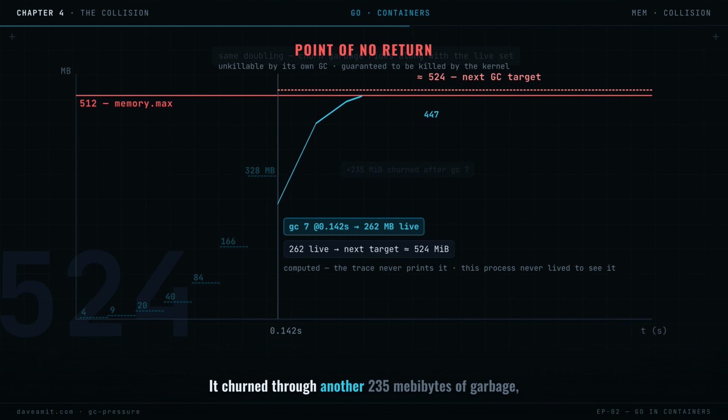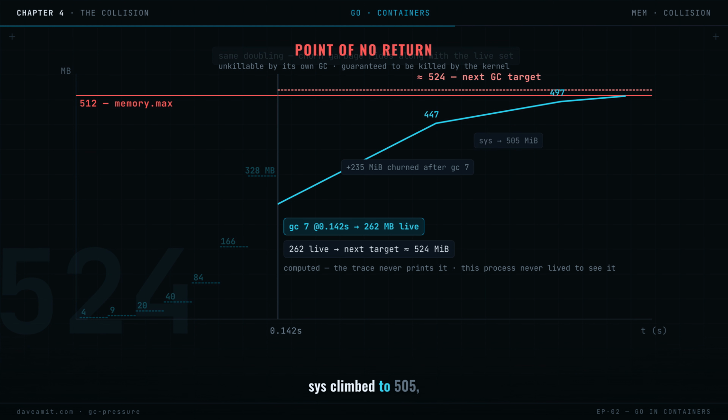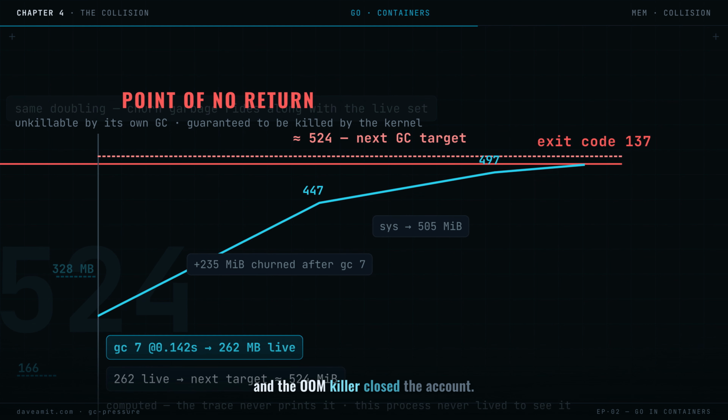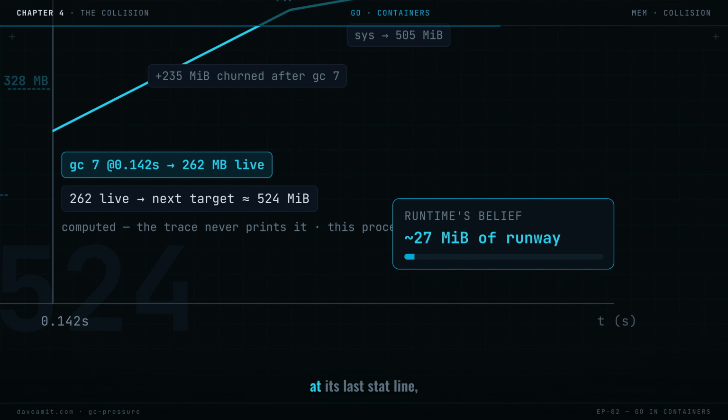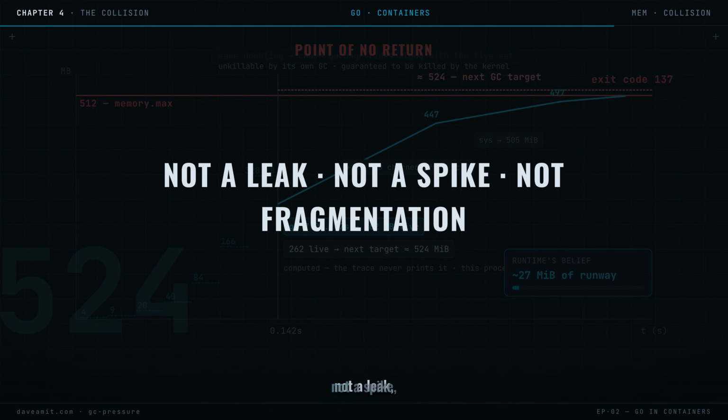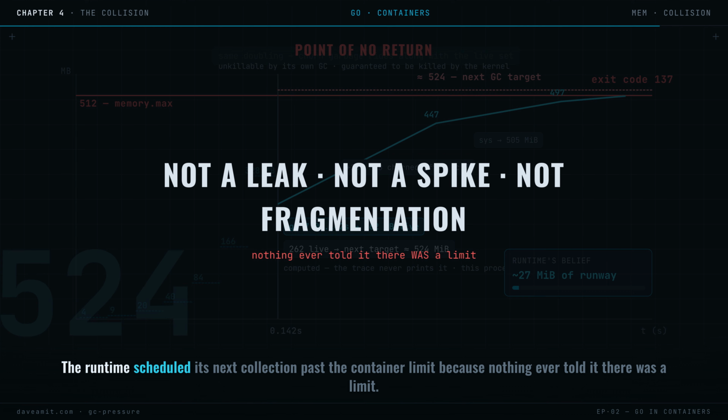It churned through another 235 megabytes of garbage. Sys climbed to 505 and the OOM killer closed the account, while the runtime, at its last stat line, still believed it had 27 megabytes of runway. And it's worth being precise about what this isn't. Not a leak, not a spike, not fragmentation. The runtime scheduled its next collection past the container's limit because nothing ever told it there was a limit.